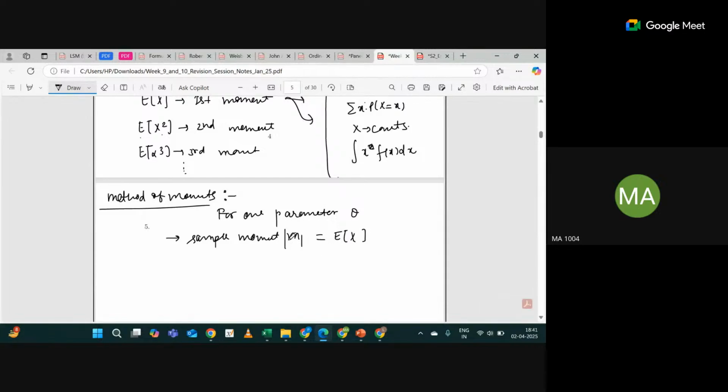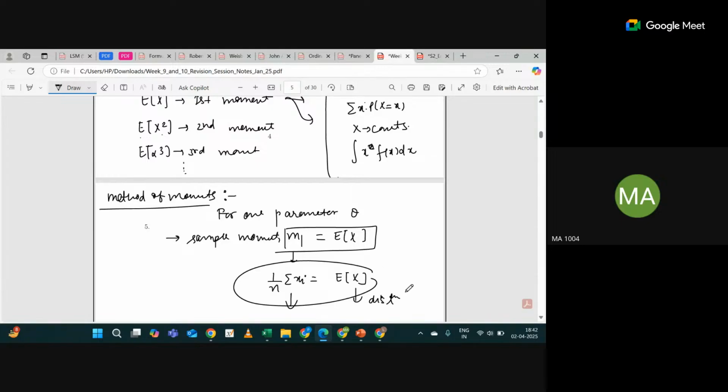This has been proved with the help of the weak law of large numbers and the central limit theorem. So this is true: we are equating the sample moment to the distribution moment or population moment. And m1 is nothing but 1 upon n summation of xi equal to the expected value of x. One side we calculate with the help of the sample, and the other side we calculate with the help of the distribution or population.